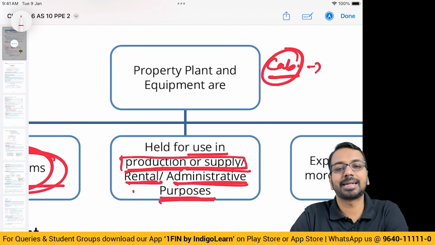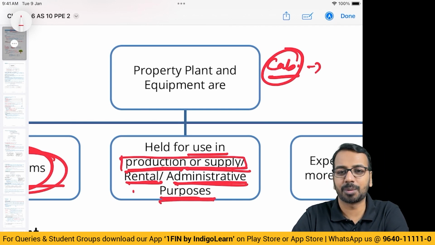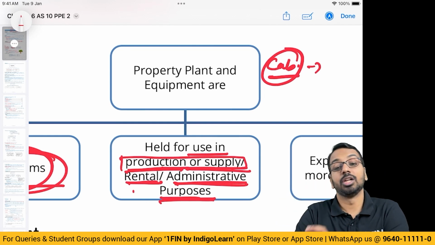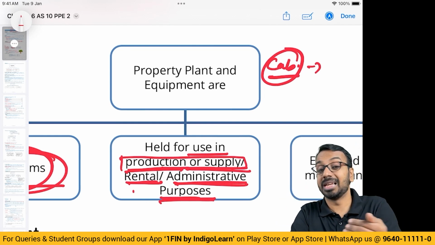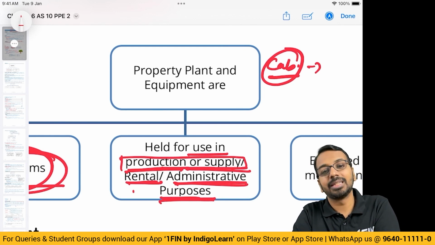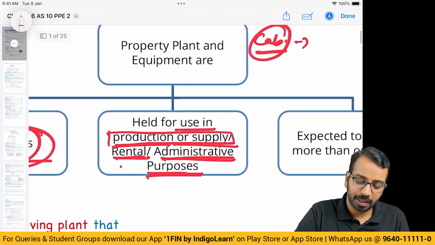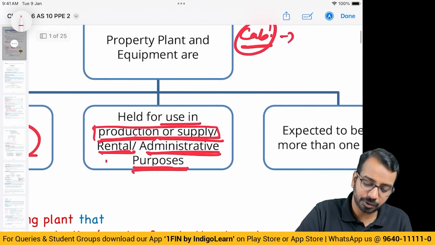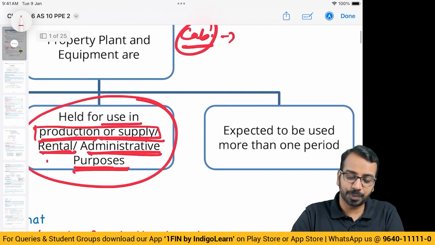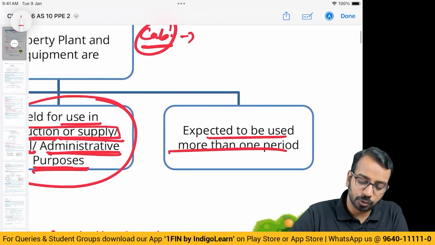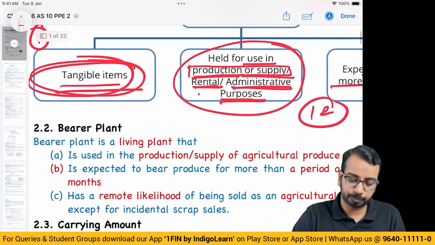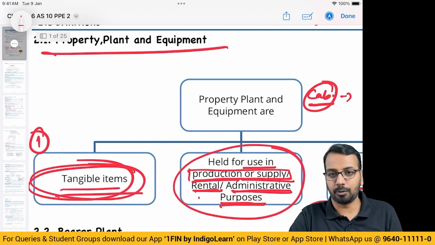Or administrative purposes. Now what are these administrative purposes? Generally corporate offices, your head office, the sales office, the marketing office, which are not directly related to production but indirectly are required. So, these are tangible items held for use in production or supply, rental and administrative purpose, and expected to be used for more than one period of 12 months or 1 year. Now, this is what is a property, plant and equipment.